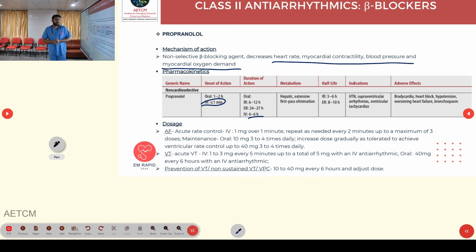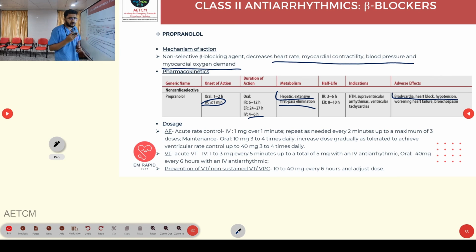It lasts for around 4 to 6 hours. Metabolism is mainly hepatic with extensive first pass elimination, and the indications, as we said earlier, are hypertension, supraventricular arrhythmias, ventricular tachycardias, and so on. The adverse effects of almost all beta blockers are the same.